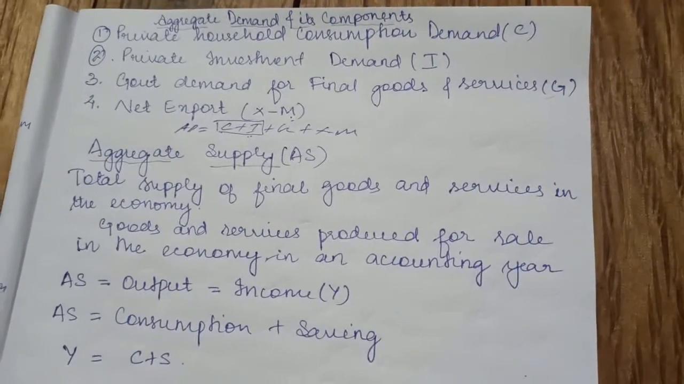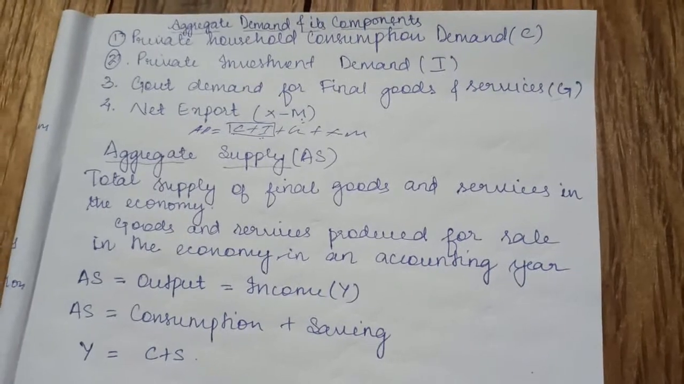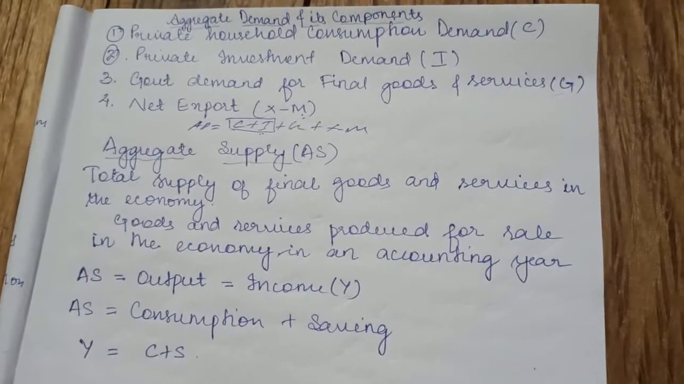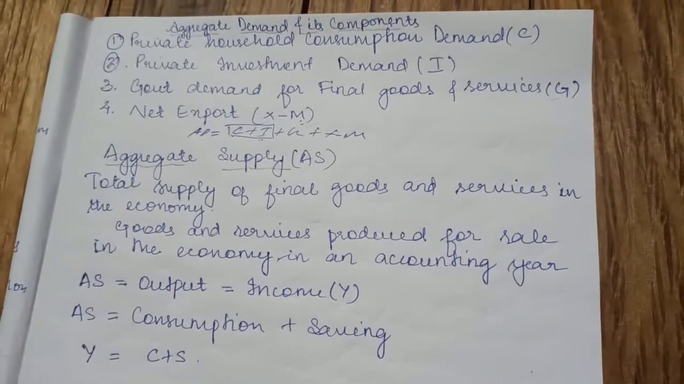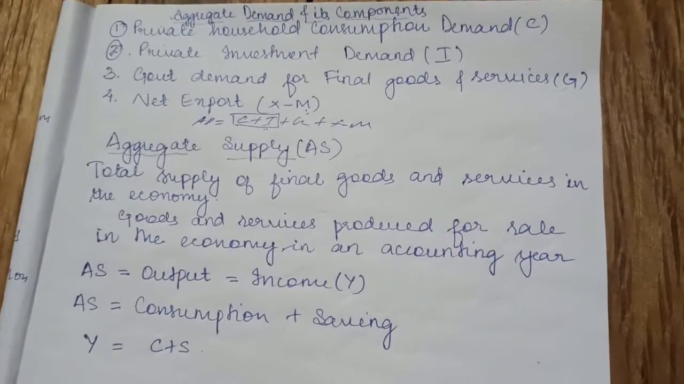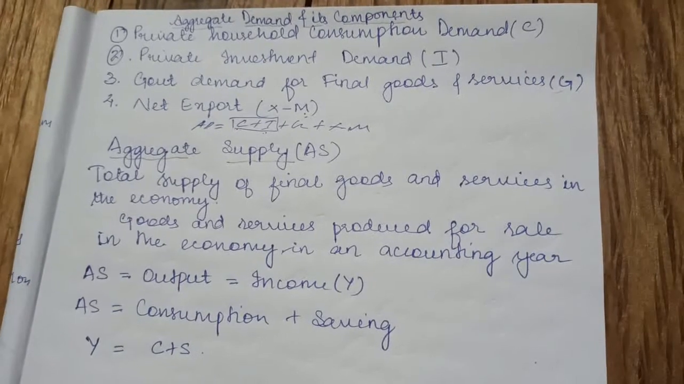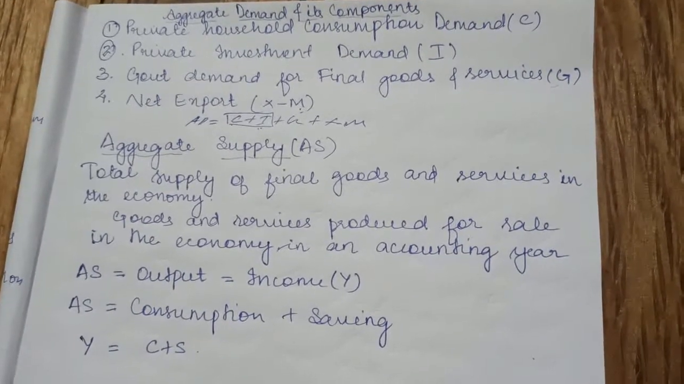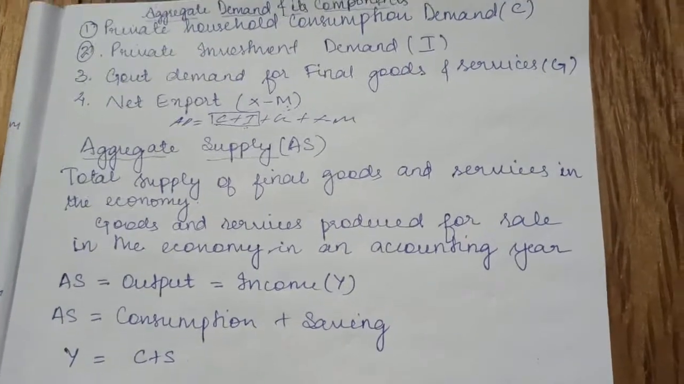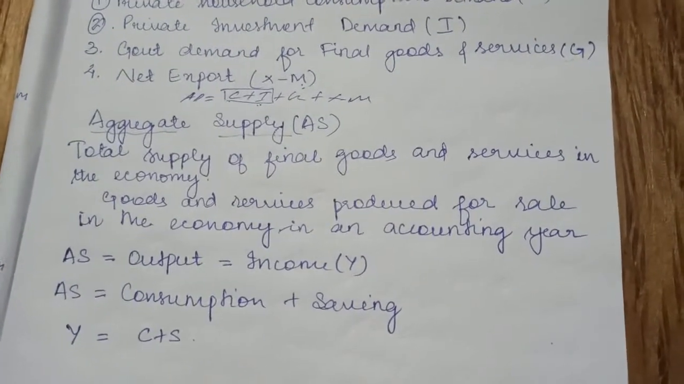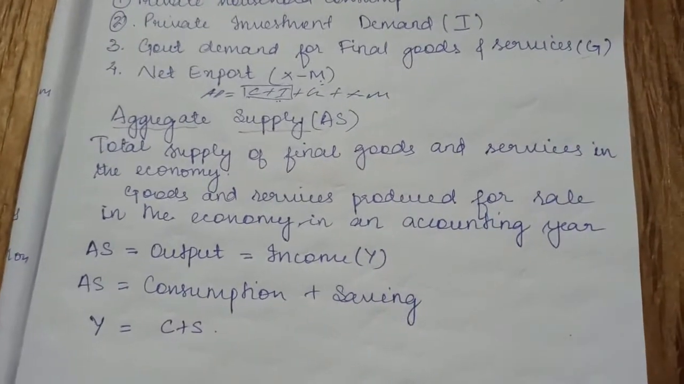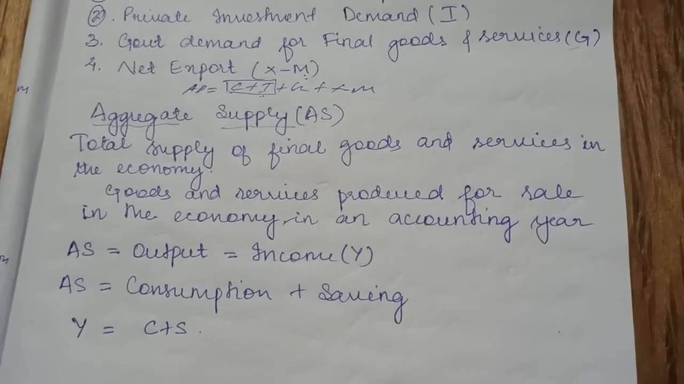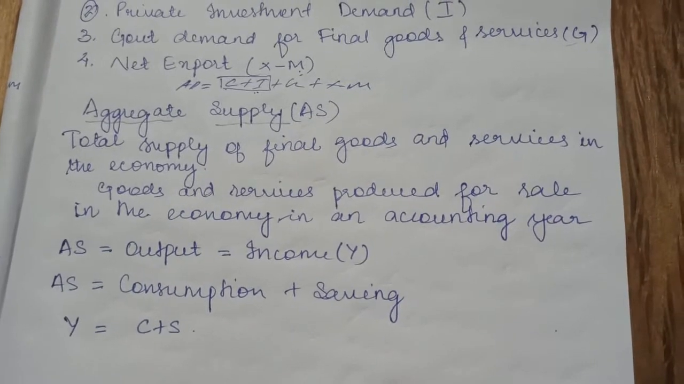Okay, next we will see what is aggregate supply. You see, aggregate supply and aggregate demand are just opposite to each other. Aggregate supply means total supply of final goods and services in the economy. Or we can also say goods and services produced for sale in the economy in an accounting year is aggregate supply, okay? Now, the most important thing that you have to keep in mind here is aggregate supply represents national income, because aggregate supply is equal to output, isn't it? Because aggregate supply means total supply of goods and services.